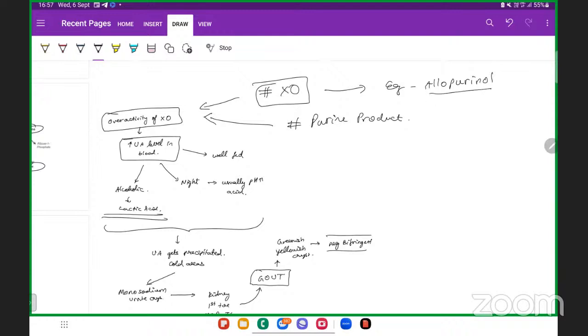Similarly, you want to inhibit the purine production. How are you going to inhibit the purine production? You need to inhibit the rate limiting step of purine production. Which rate limiting step are you going to inhibit? Can someone tell me?